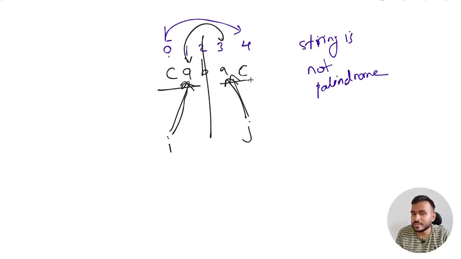Because j is coming from this side and I is coming from this side. So whenever I will become greater than j, that means I will enter into this part and j will come into this part. That means we have seen the entire string and all the pairs are matching. The basic idea over here is very simple.